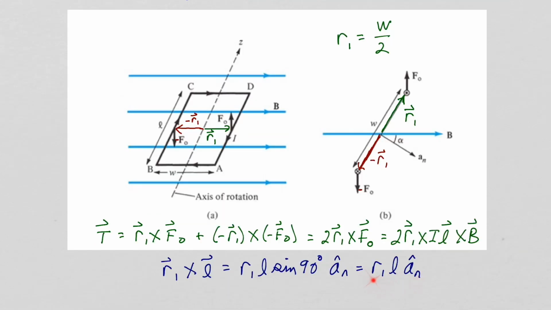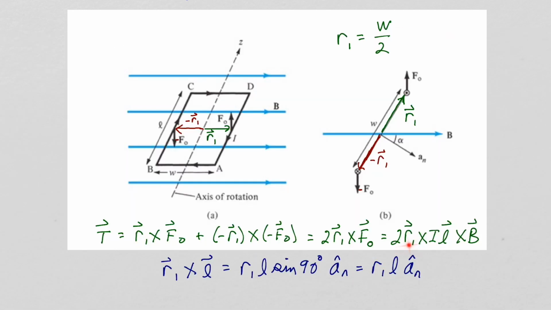So here is the result for R1 cross L, and this unit vector A sub n you obtain using the right-hand rule. You put the fingers of your right hand in the direction of the current flow around the current loop, and your right thumb then points in the direction of A sub n, which is a unit normal to the rectangular current loop.